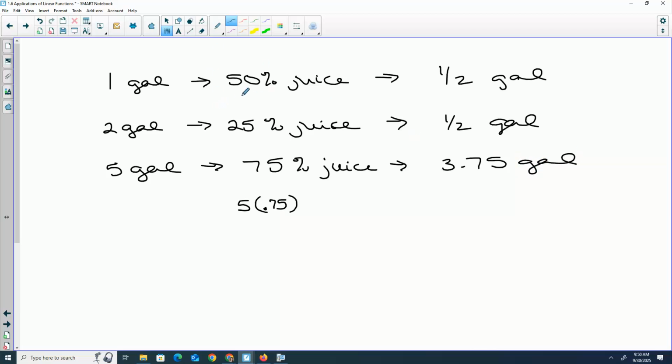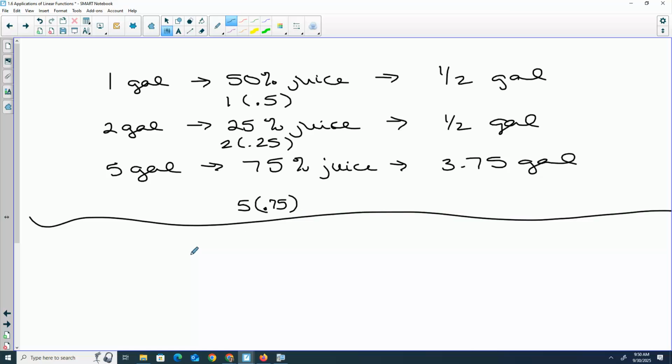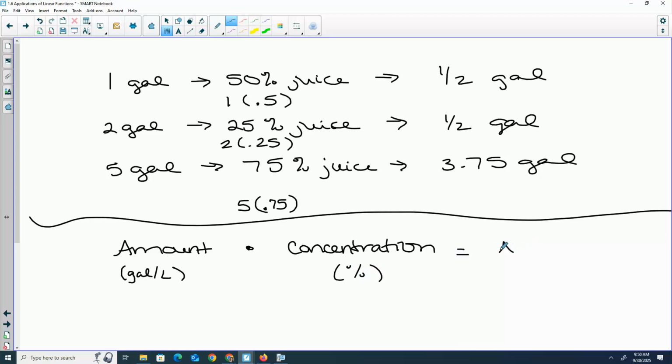Is that what we really did every time? We took the 1 gallon times 0.5 and that gave me a half. If I take my 2 times 0.25, we get our half. So the formula that we are going to use on these mixture problems is our amount, that's like your gallons or liters or something like that, times the concentration. Your concentration is your percent, equals the amount pure. How much actual juice did we have?